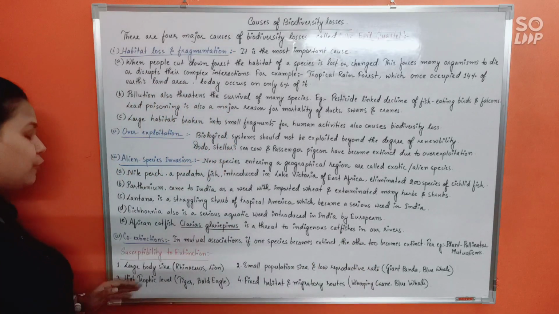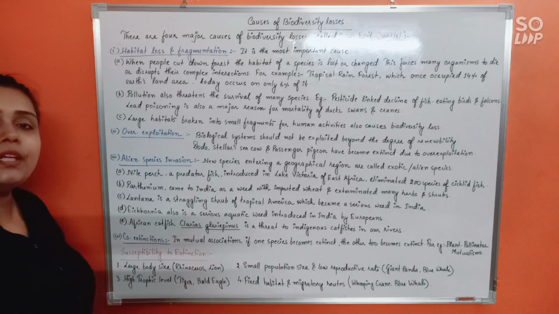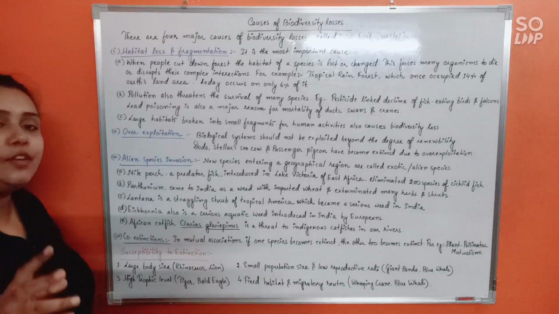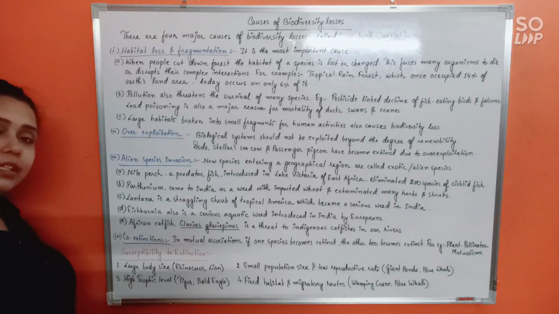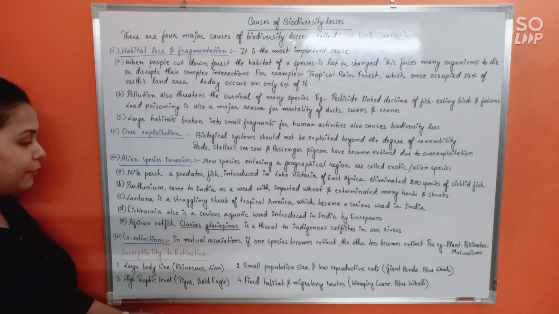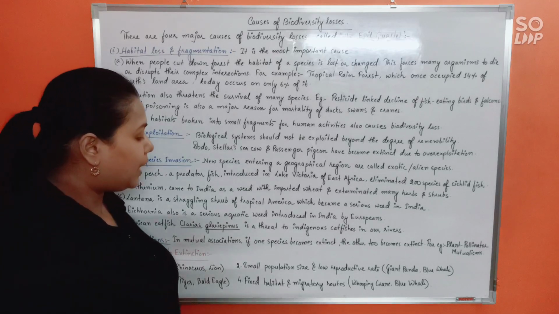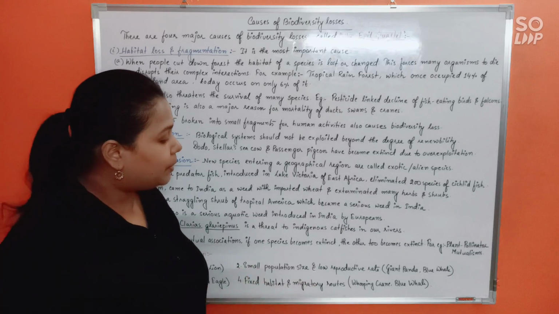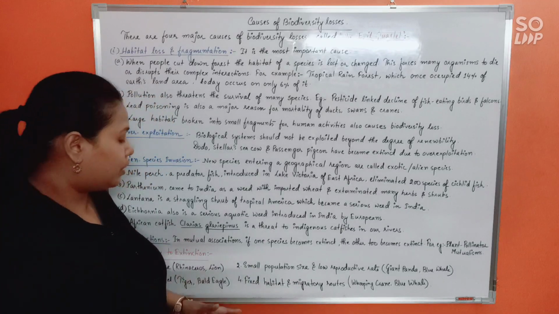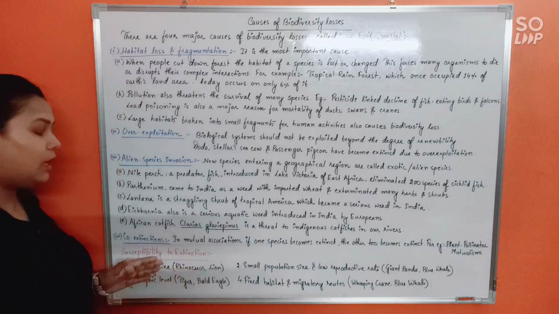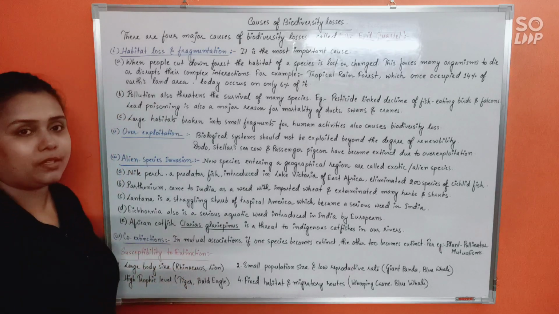Third reason is high trophic level. In case the organism is occupying a high trophic level, then also it is going to be facing risk of extinction, like tiger, bald eagle. And fourth reason is fixed habitat and migratory routes. For example, whooping crane and blue whale. So these are the four reasons that can make a species more susceptible to extinction.